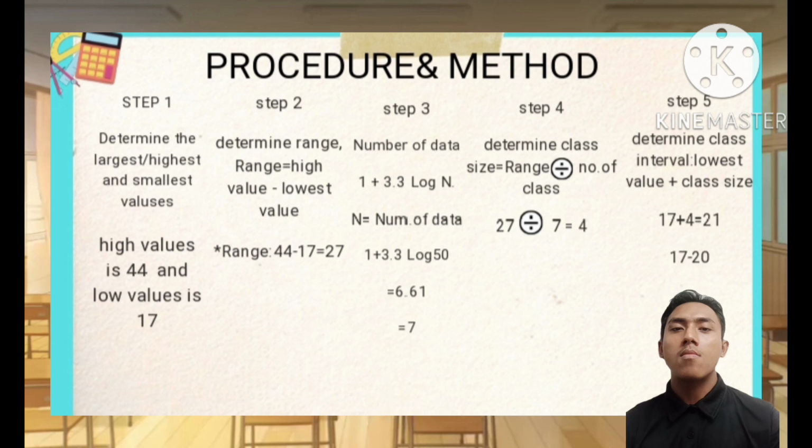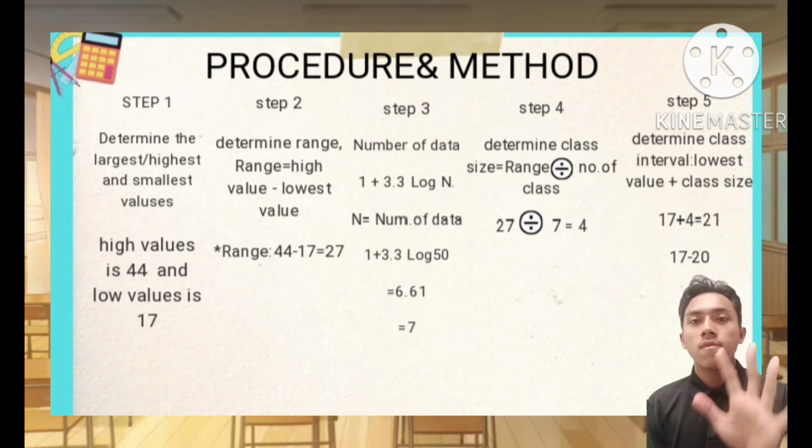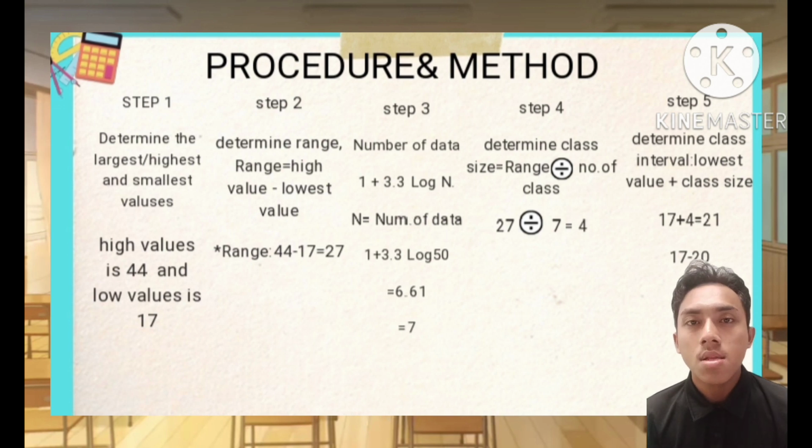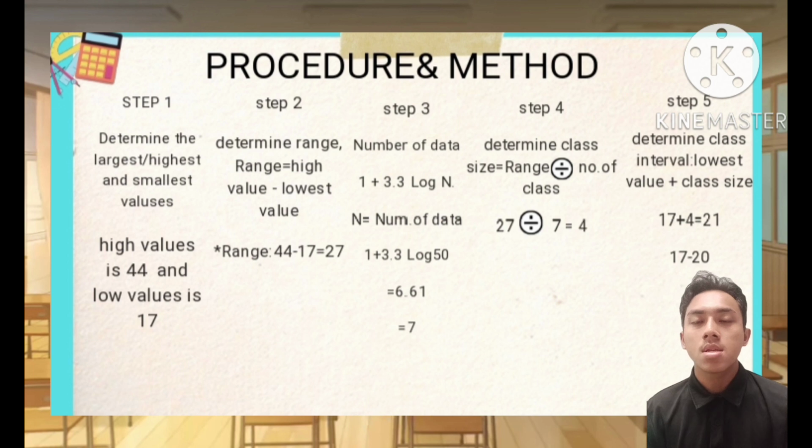Step 4. Determine the class size. Class size is the range divided by the number of classes. For the answer, 27 divided by 7 equals 4. Step 5. Determine the class interval. The lower value plus class size is 17 plus 4 equals 21, so the first class interval is 17 to 20.